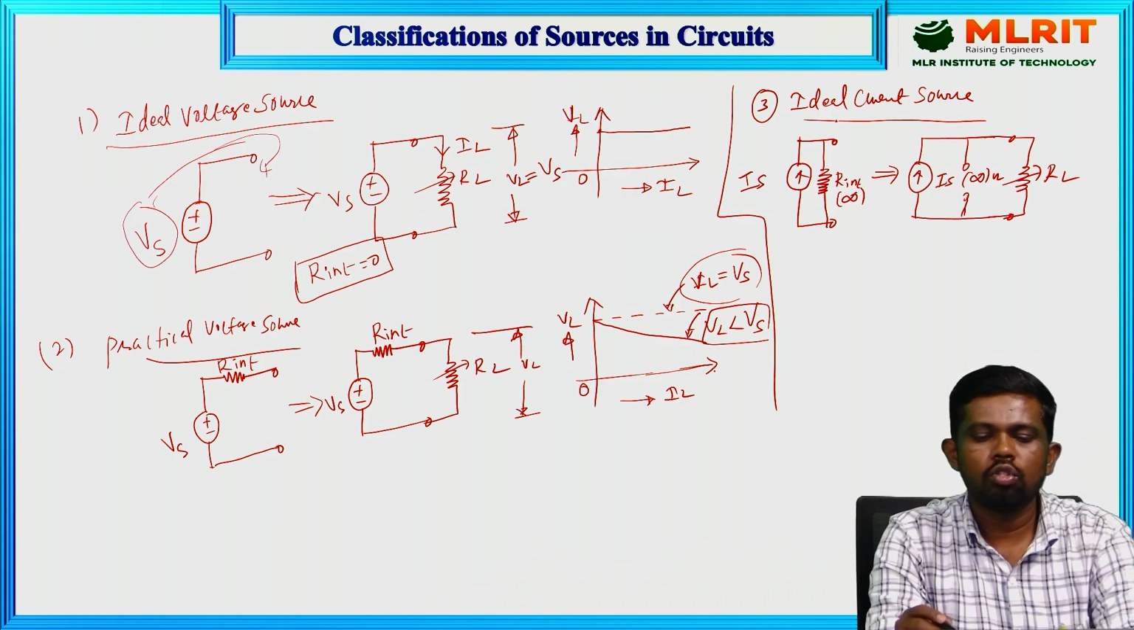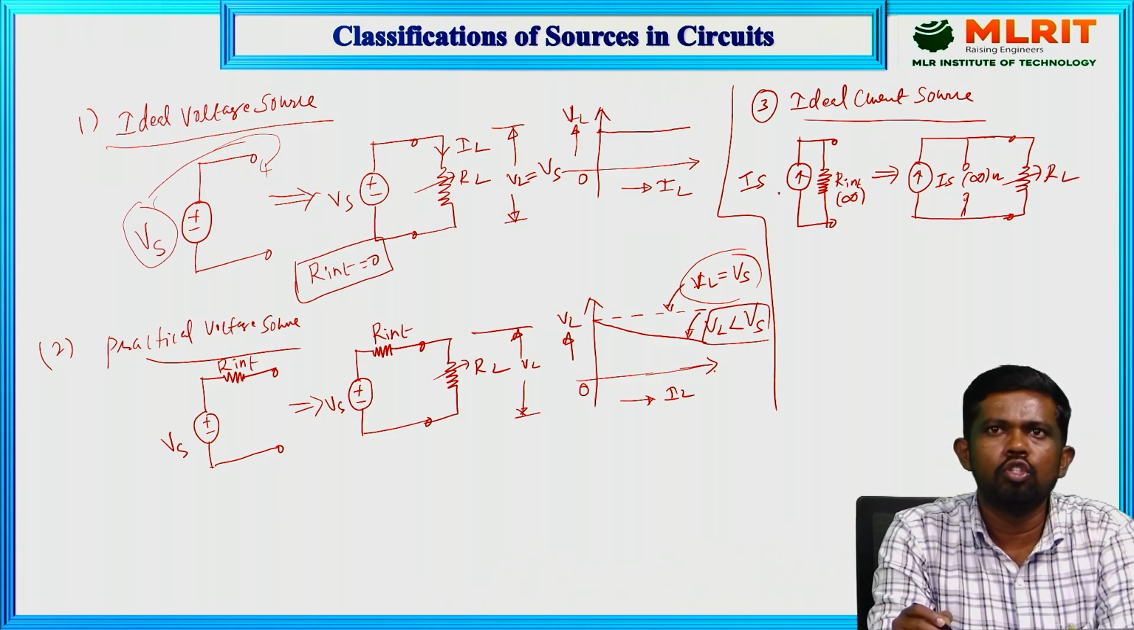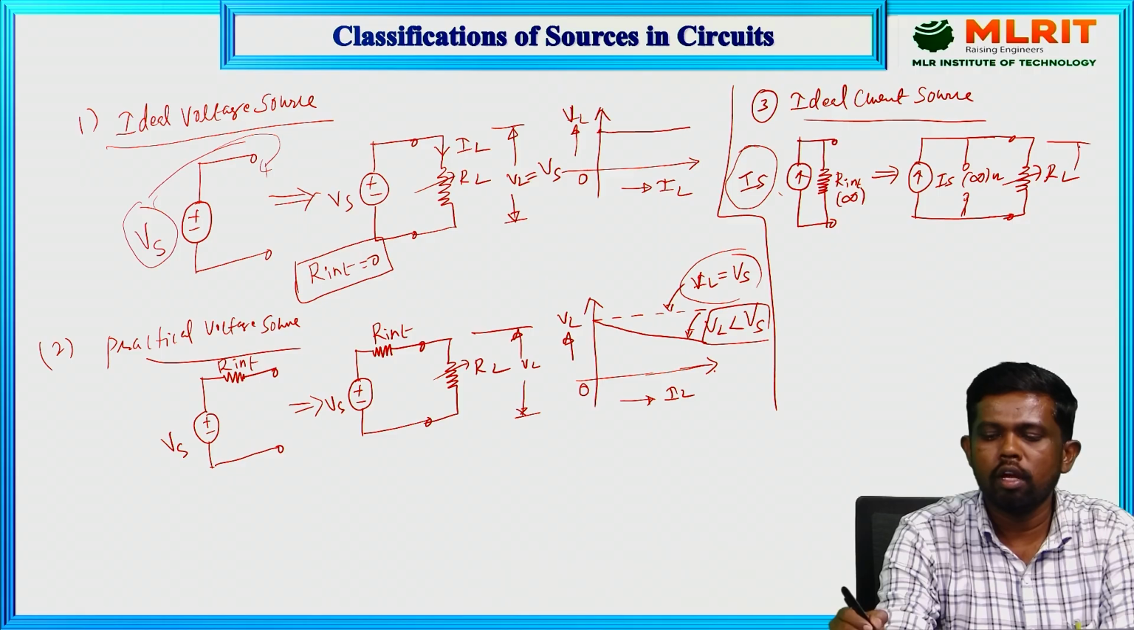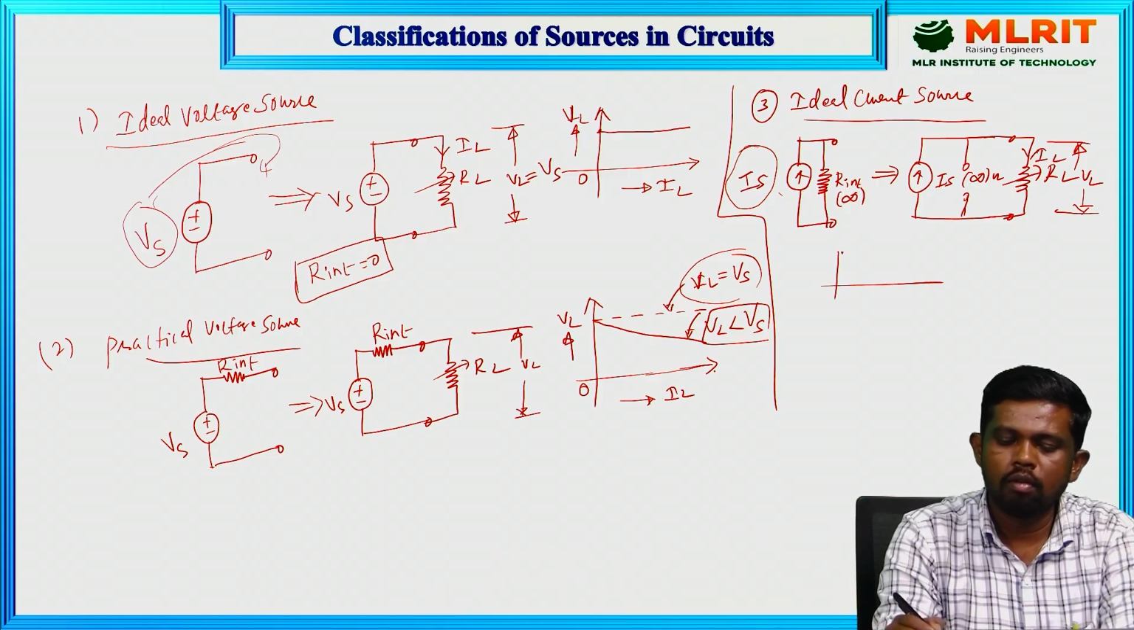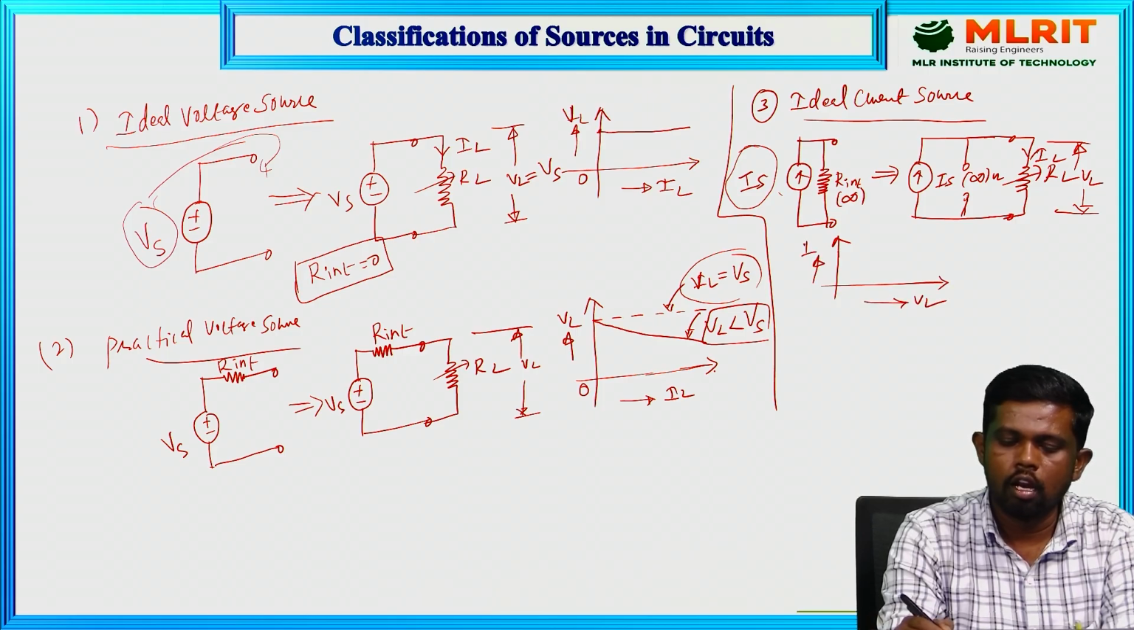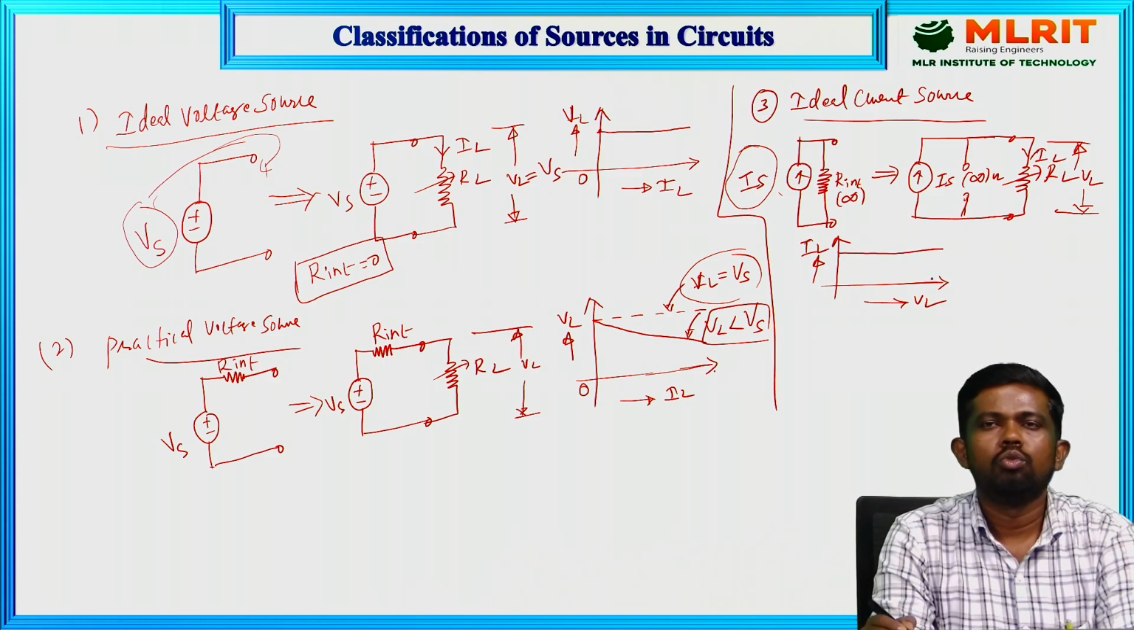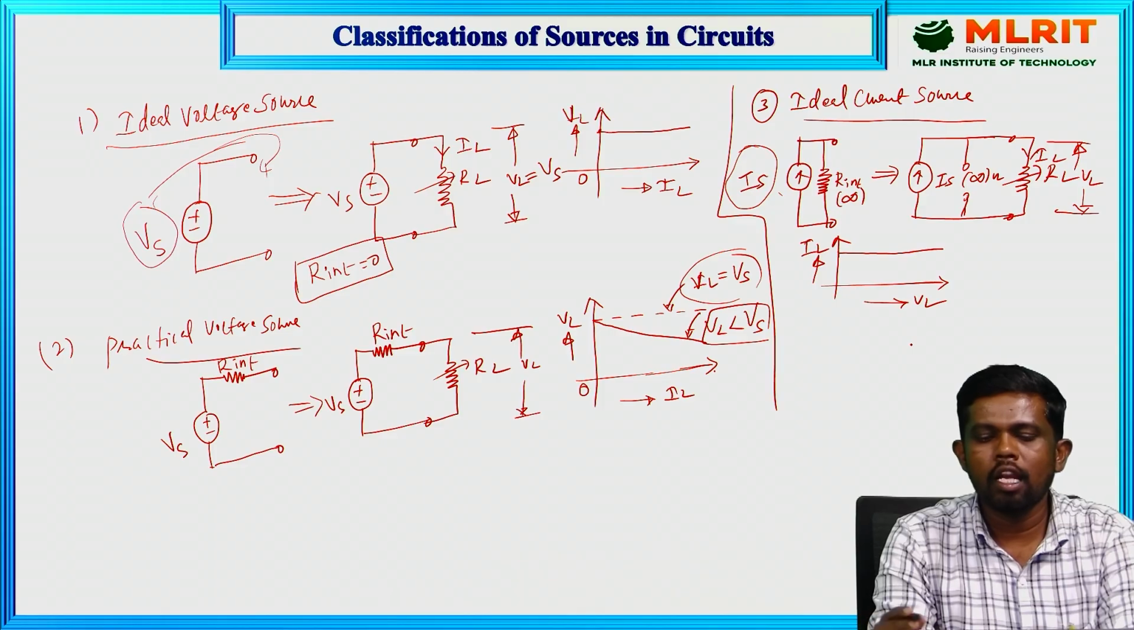Regarding the source, it is an independent energy source which delivers a fixed or constant amount of current to the load terminals, irrespective of the load voltage variations. Whatever the value of load voltage, the current must be fixed or constant. Further we need to draw the VI graph of these two. In this case, this is the voltage VL and this is the current IL. Irrespective of the voltage, the current should be constant. So this is the VI graph of the load for an ideal current source.